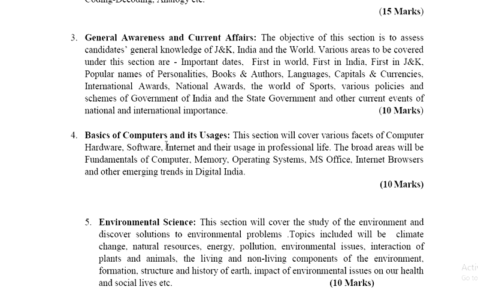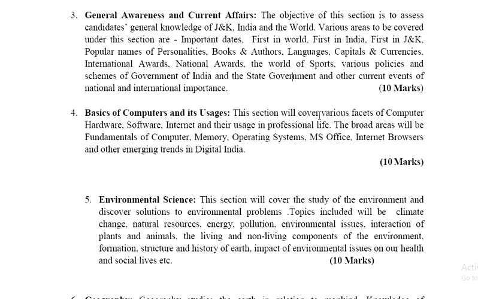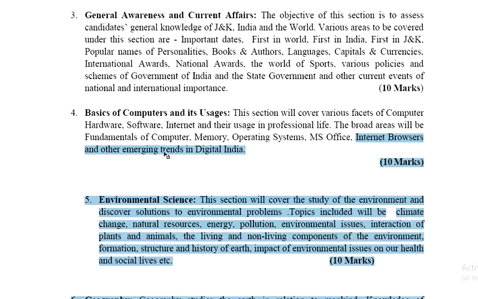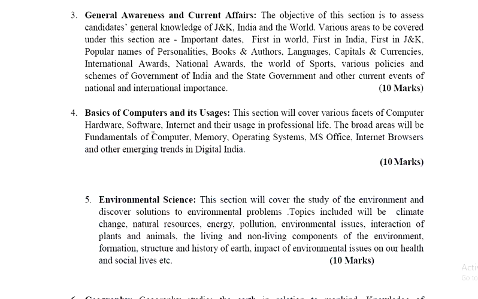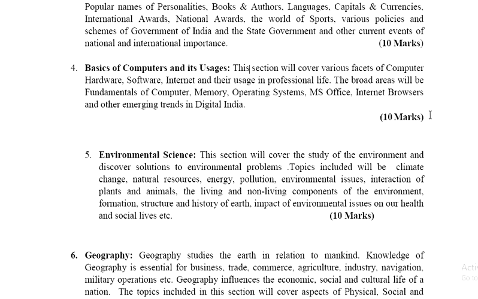So the fourth portion is basics of computer and its usage. This section will cover various facets of computer hardware, software, internet, and their usage in professional life. The broad areas will be fundamentals of computer, memory, operating systems, MS Office, internet browsers, and other emerging trends in Digital India. So it's very basic, and you will be aware of all this. I know that you'll be aware of all the stuff that's asked in this portion. It's very basic, so let's not talk about it. It has 10 marks.